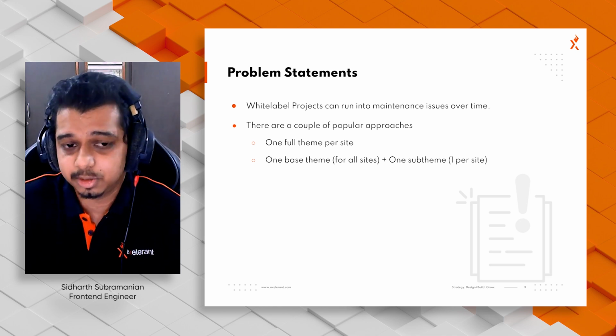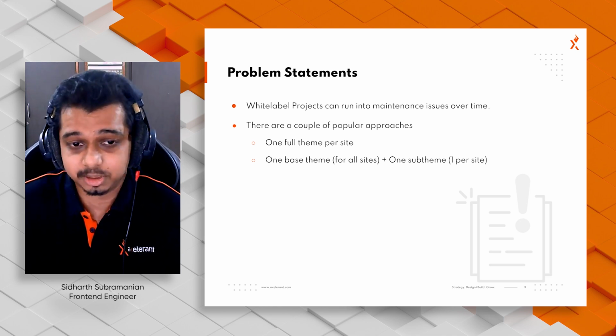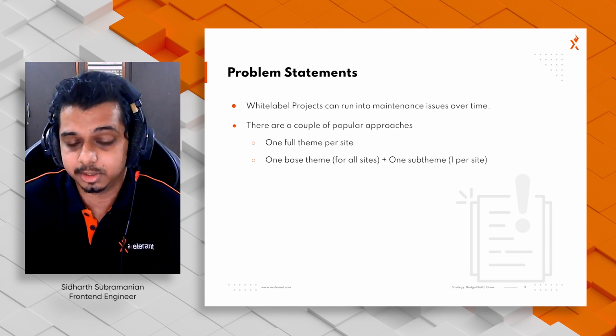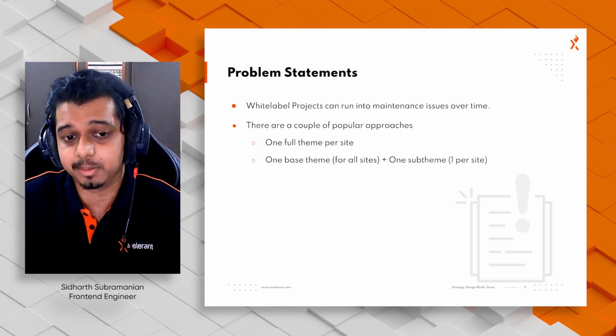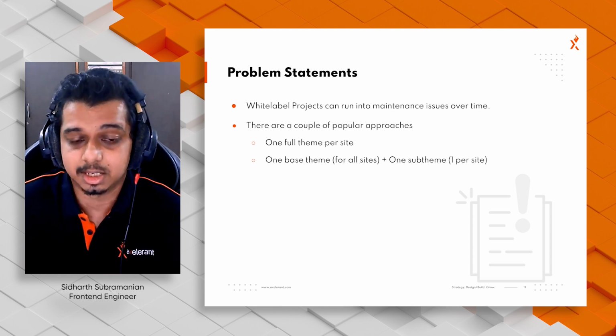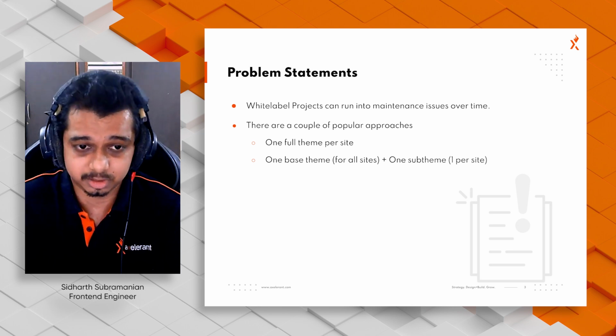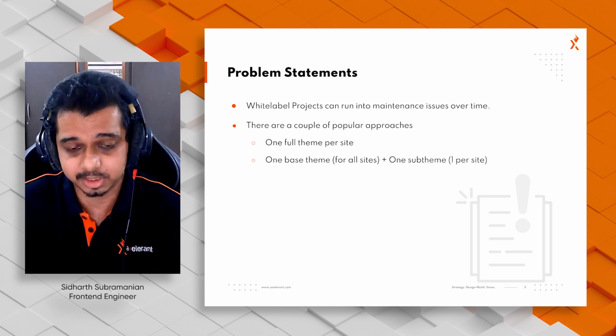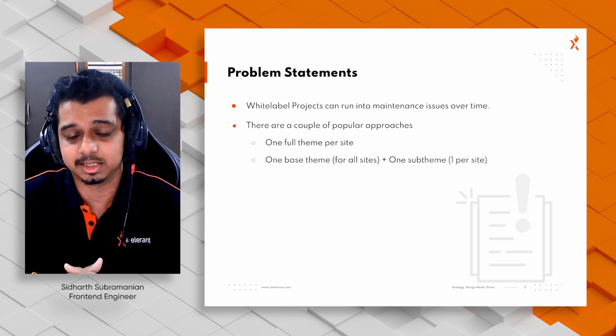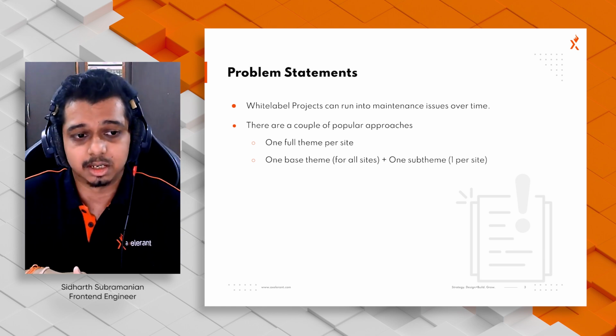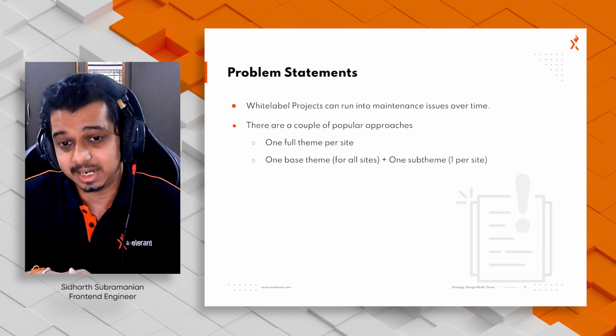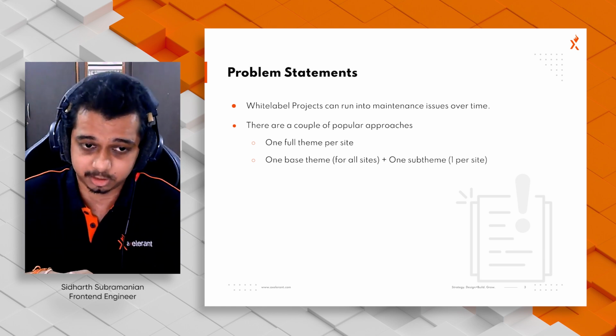So I was working on a type of project called a white label project. These are projects where you basically have one code base and you make multiple sites from that, right? And as I mentioned, we had different themes per client. So we basically used the same code base. We changed the styling up a little bit and presented for each client. The problem with such projects is they can run into maintenance issues over time if we're not careful.